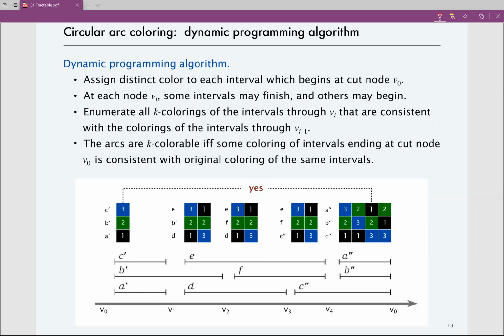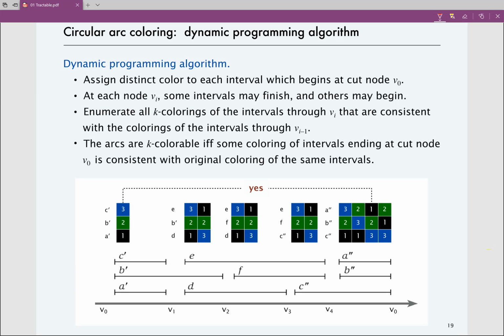All right, so how are we going to do this? Here I'm showing the interval color graph. Because it's interval coloring, we can just go from one end to the other. Let's say that we start at node V0, and we're going to go through all of the nodes, 1, 2, 3, 4. At node V0, we're going to look at which intervals overlap with V0. That's going to be intervals A prime, B prime, C prime, and then we can color these arbitrarily. So let's just say that whatever color A prime gets, let's call that color 1.